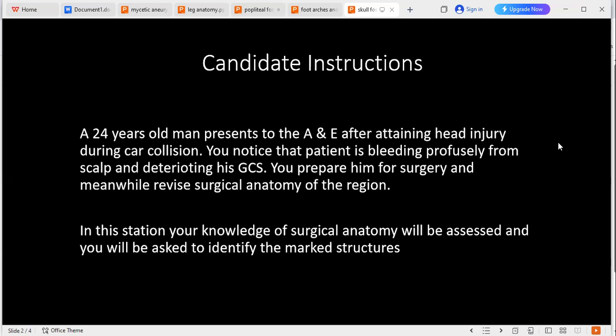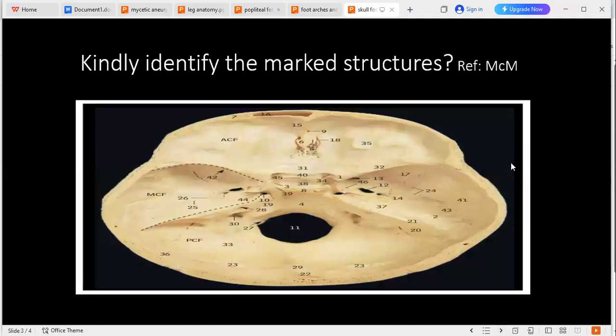Okay, so if you've read and understood, considering it's the surgical anatomy station, please tell me what exactly you are looking at. This is the skull bone from the superior view. Okay, from above, right?